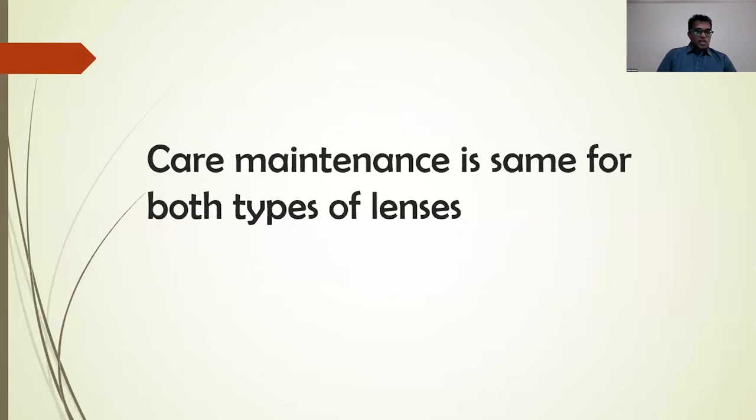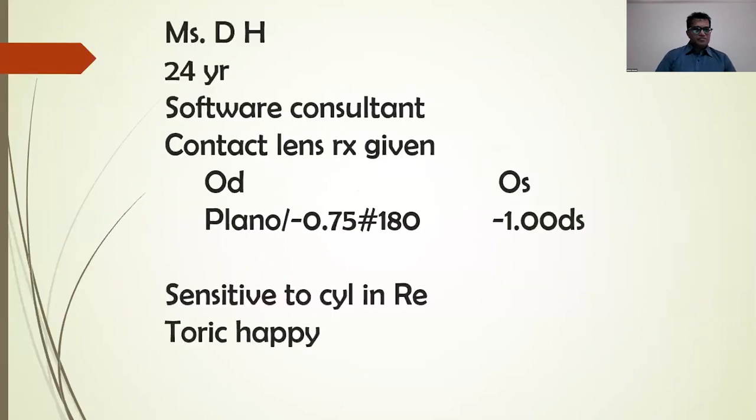Care and maintenance is the same for both types of lenses. So spherical lenses and toric lenses have the same care and maintenance. Toric lenses don't have any different kind of maintenance. They are just the same.